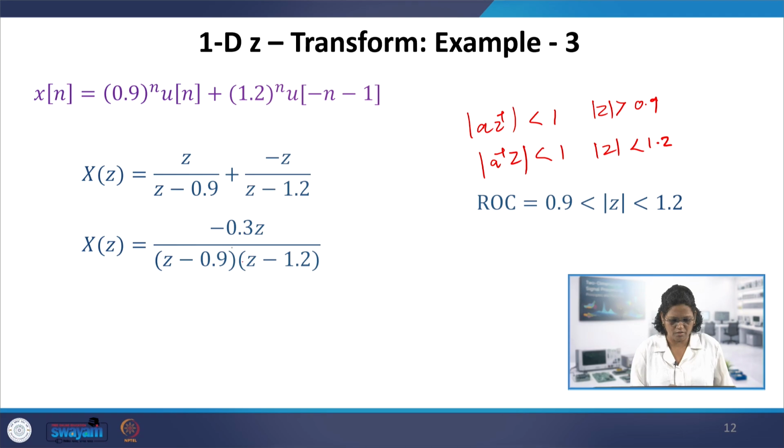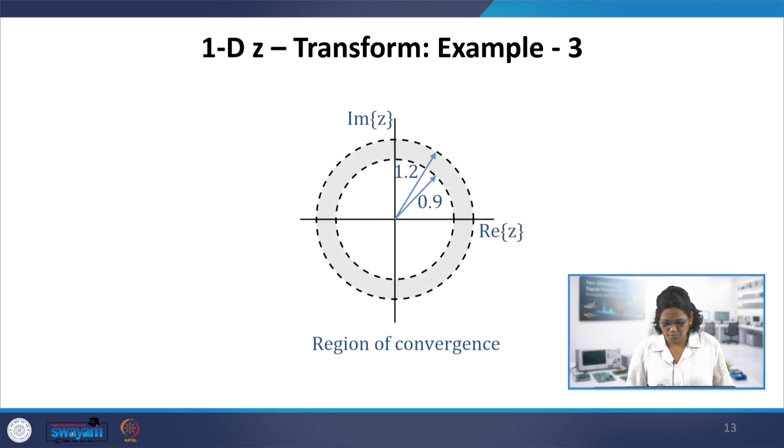We can combine them for simplification as well. If you take the common factor, multiply and simplify, you get minus 0.3 into z. So that is the z transform we obtained, and the region of convergence we specified as 0.9 to 1.2. In the z plane, with real of z and imaginary of z, z greater than 0.9 represents this circle, where there is a pole, and the other pole is here at 1.2. The shaded region, greater than 0.9 and less than 1.2, is an annular ring, which is the region of convergence for the sequence we have taken for the discussion.